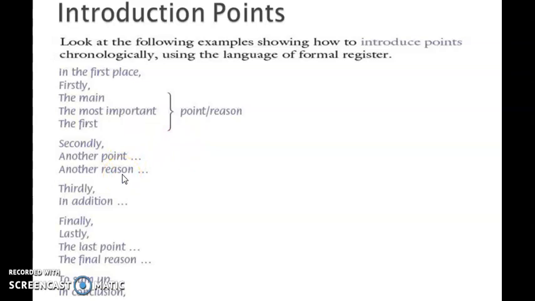To introduce your third point, you can say in addition to that, or you can say thirdly. For your last point, you say finally, lastly, the last point, the final reason. You have to choose one out of each group. And for your conclusion, you can say to sum up or in conclusion.